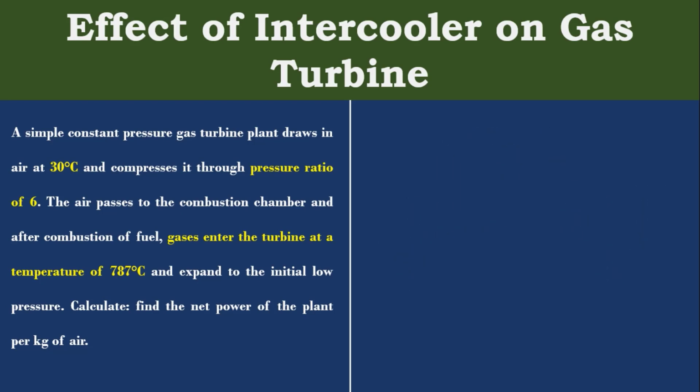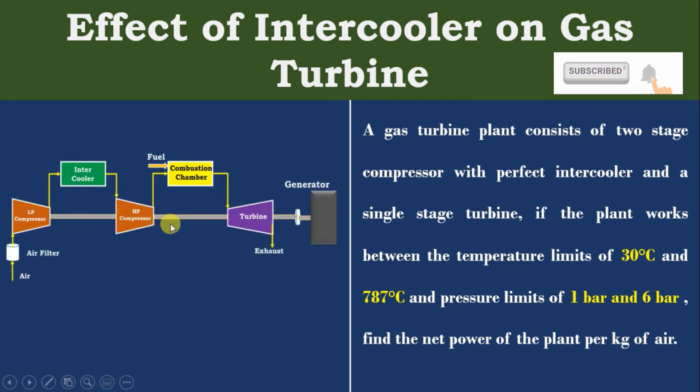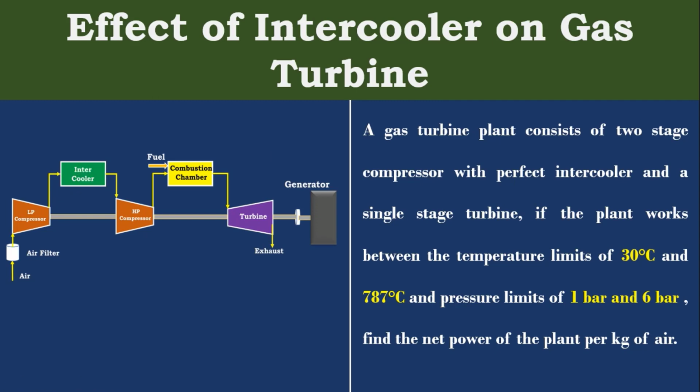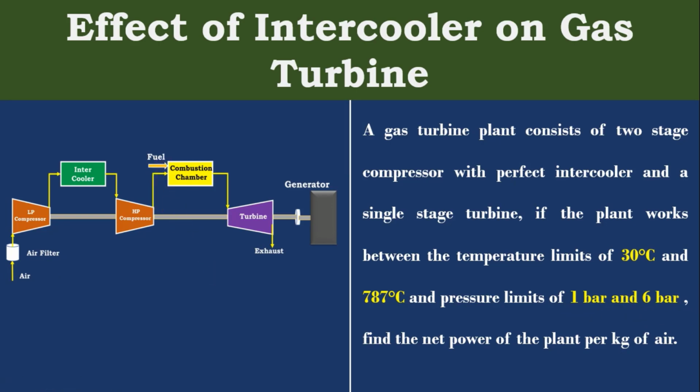The next problem is a gas turbine plant that consists of two-stage compression, that is LP compression and HP compression, with a perfect intercooler. So here we are going to take a perfect intercooler. What is meant by an imperfect intercooler, we will see in the next lecture. And a single stage turbine. The plant works between temperature limits of 30 degrees Celsius, that is T1, and 787 degrees Celsius after combustion. Parameters are the same for the previous problem and this problem, with pressure limits of 1 bar and 6 bar. So 1 bar ambient, 6 bar after high pressure compression. Find the net power of the plant per kg of air.